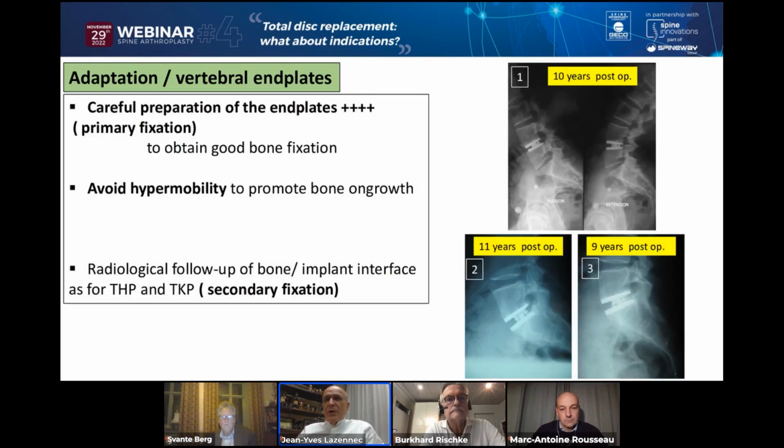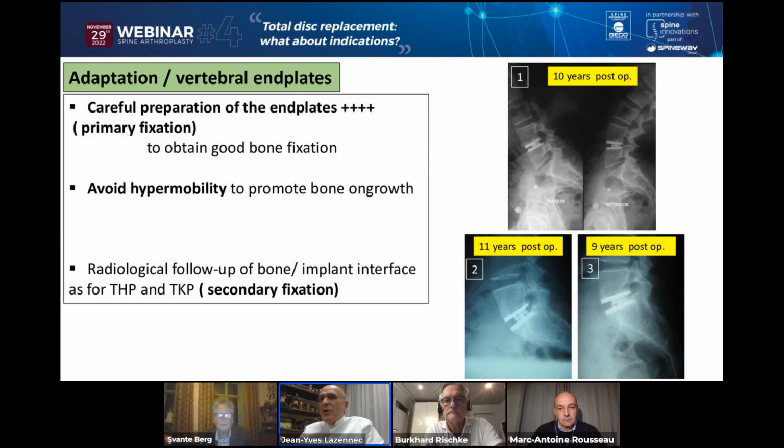So for the preparation of the end plate, it is very important to have a good preparation of the end plate to obtain good bone fusion. But it is not very precise. I want to share some detail with you. It is also important to avoid hypermobility, but what kind of hypermobility? And of course, to have the culture of the radiological follow-up of the bone implant interface. We must convert ourselves in a way to hip and knee surgeons, because hip and knee surgeons have the culture of the follow-up of the patient regarding bone reaction.